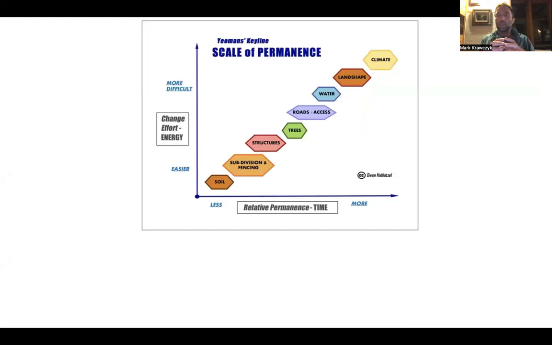And so one of the core elements to the Keyline plan is Yeoman's scale of permanence, which was this really insightful way of organizing all of the characteristics and features of landscapes, of managed landscapes, based on those things that are relatively more difficult to modify or change, and alongside their relative temporal permanence. And I tend not to get too hung up on the respective placement of these different elements.